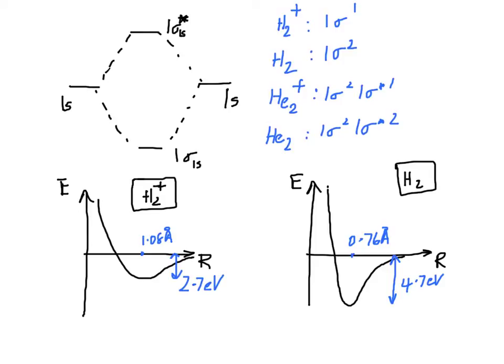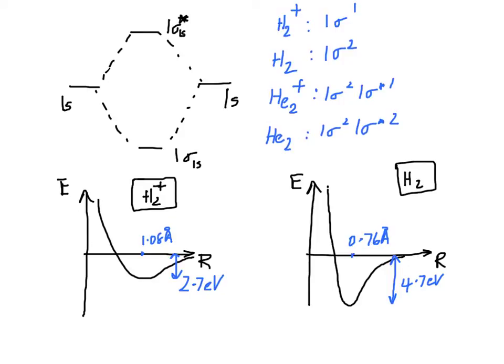So a couple of things are immediately obvious. First of all, the equilibrium bond distance for H2 is smaller than that of H2 plus, and secondly, the bond energy of H2 is larger than that of H2 plus. Both are stable systems, but clearly H2 is more stable than H2 plus, as it has a larger bond energy.